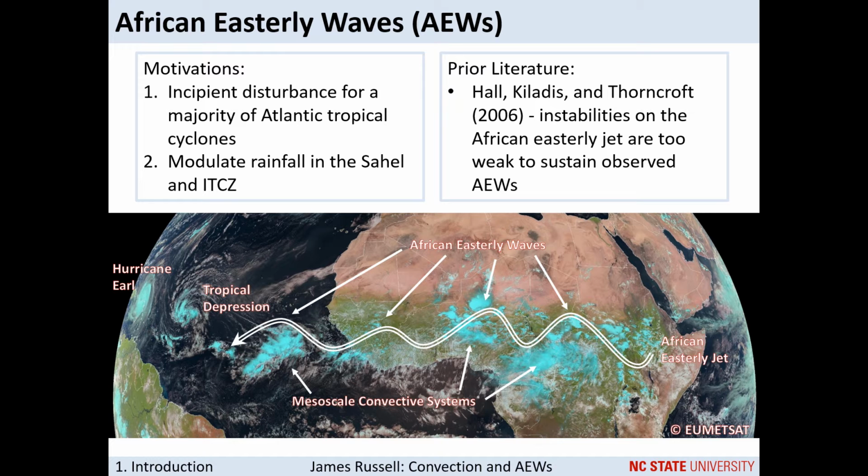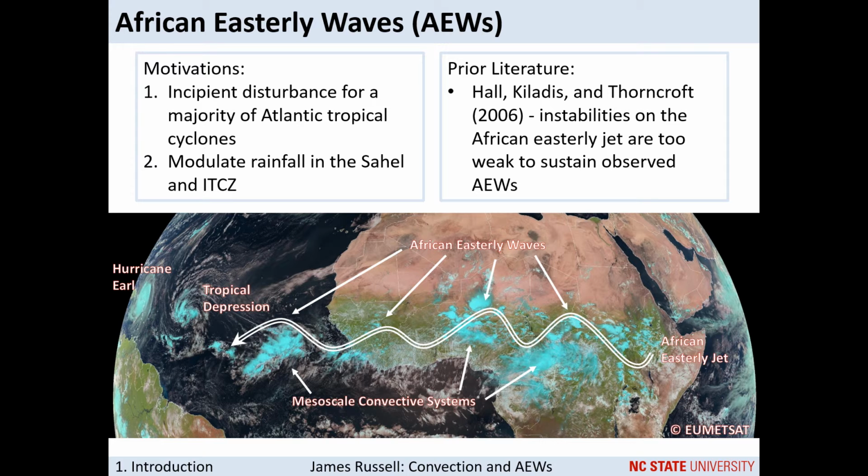First of all, I'm going to give an introduction on African easterly waves. They are synoptic scale disturbances that cross the Sahel region of Africa during the West African monsoon period, and they have a period of around 3 to 5 days and a wavelength of around a couple thousand to a few thousand kilometers.